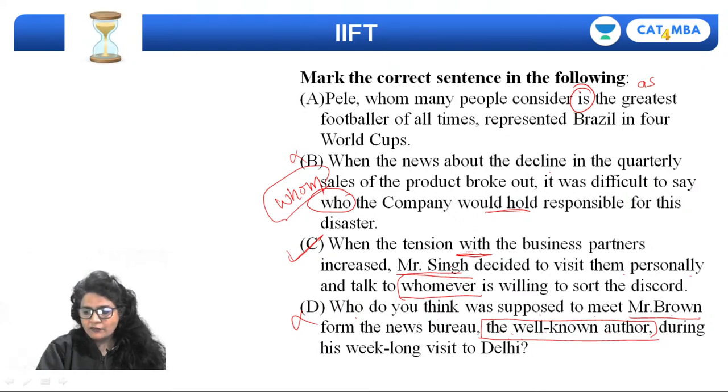Okay, so Vedanti, what you are saying, from the or from? Both the parts you have written are same. From the or from the? Okay, okay, fine. Which sentence are you talking about? The news about the decline in the quarterly sales. See. Yeah, so that is incorrect. I mean, that is just wrongly written. But the answer is C. C. I got it. Okay? Okay? Are we clear?